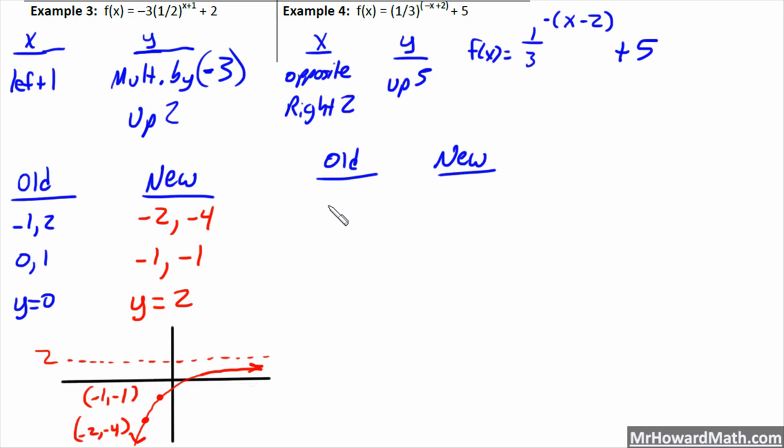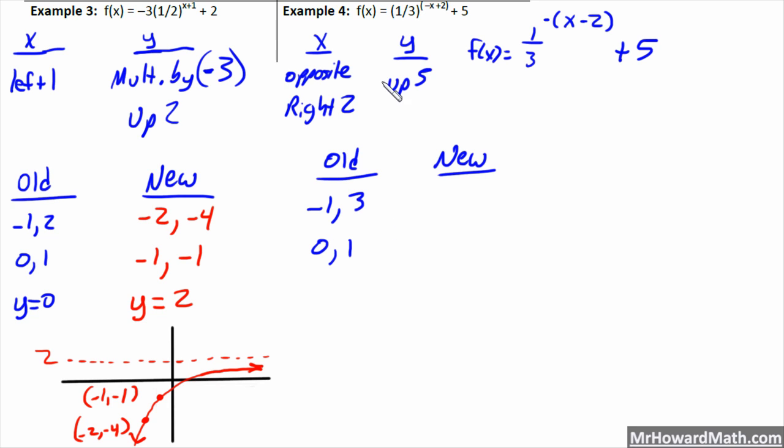So the old table, notice again the base is between 0 and 1, so we'll use the point -1 comma reciprocal of the base, so -1 comma 3. The reciprocal of 1/3 is 3, and we always use the point 0 comma 1. And now for the new table, we'll make those changes.